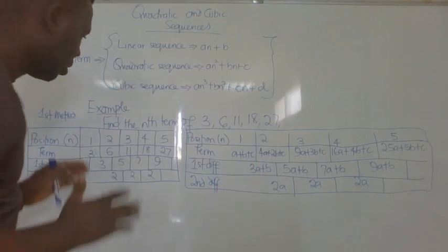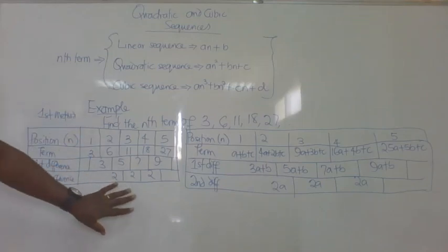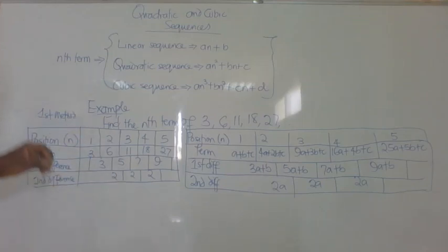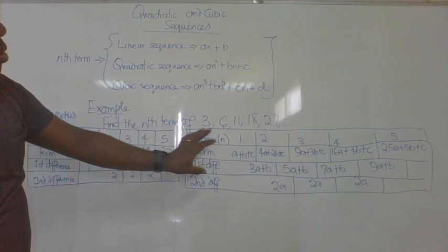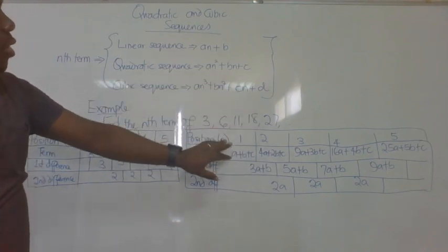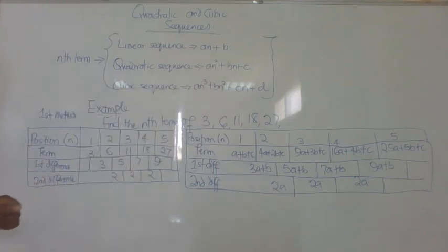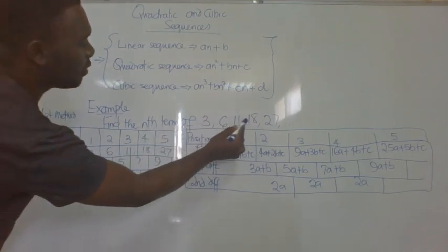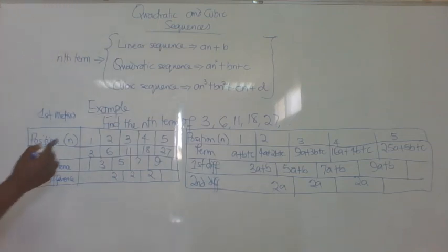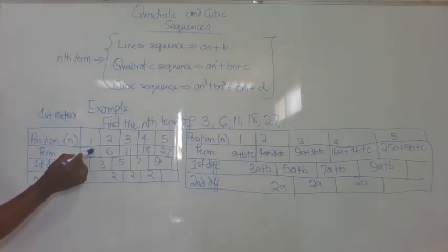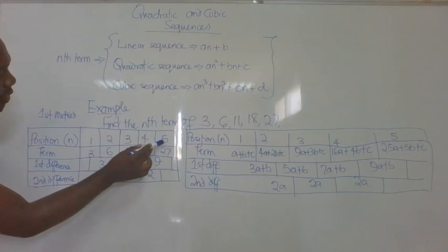If you look at the board right now, you would see this is the first method, and there are two tables right here. One table is showing the numbers, and the other table is showing the algebraic form of the nth term if it's a quadratic sequence. Now let's get through to explaining it. This is 3, 6, 11, 18, 27. The first term is 3, the second term is 6, the third term is 11, the fourth term is 18, the fifth term is 27.